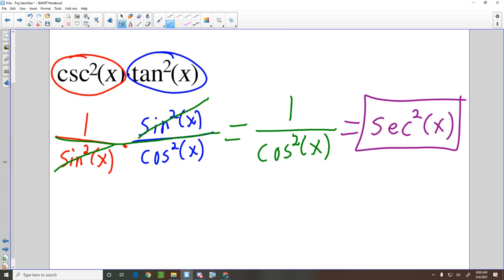Anyone get that secant squared? Did you like work ahead and figure that? That's awesome. Any questions so far? And where I got some of these values from that I'm rewriting them as.